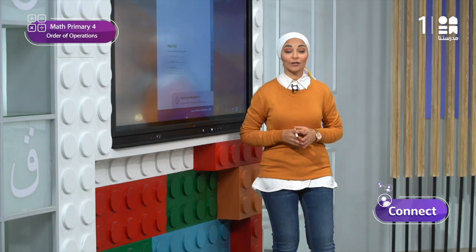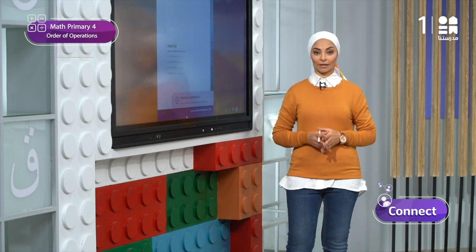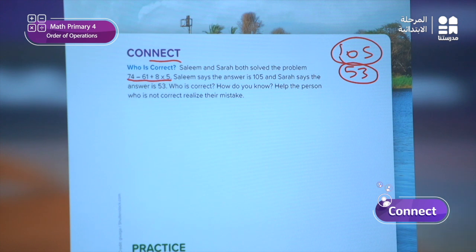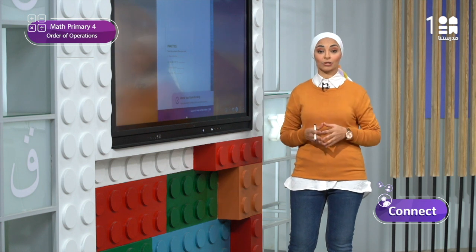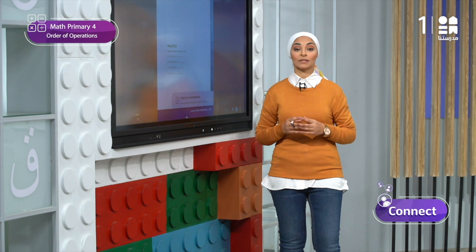And now after you have finished, let's check the answer together and see who solved it correctly. Okay, the equation as you see here is 74 minus 61 plus 8 times 5. As the equation involves multiplication, addition and also subtraction, what will I solve first? Yes, I will start with the multiplication.